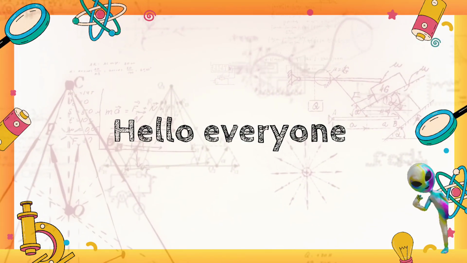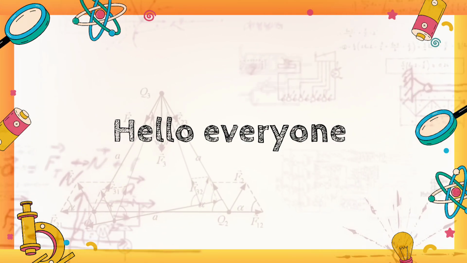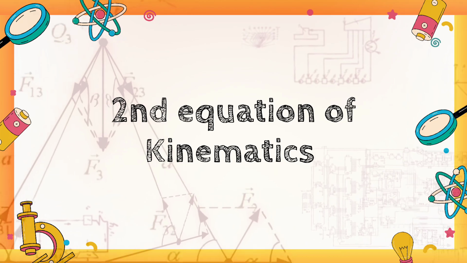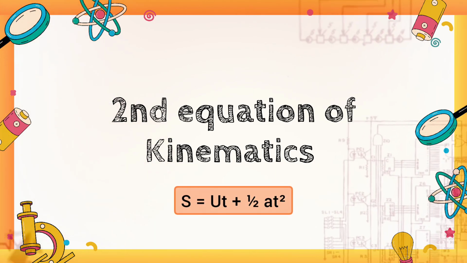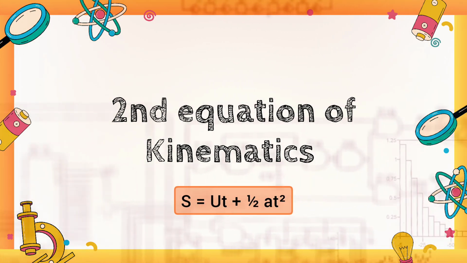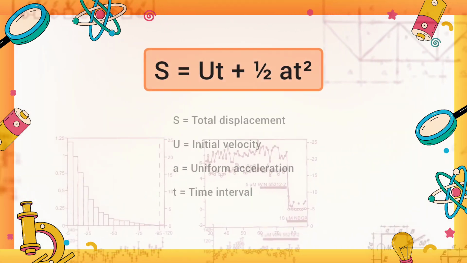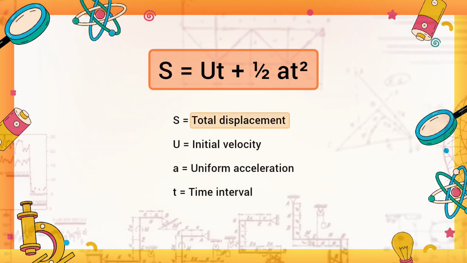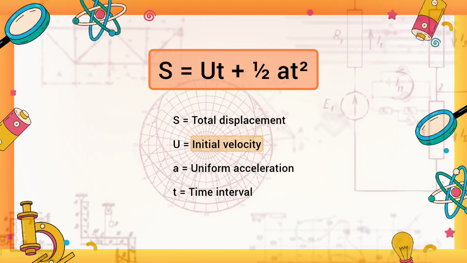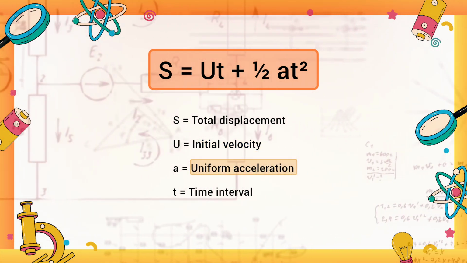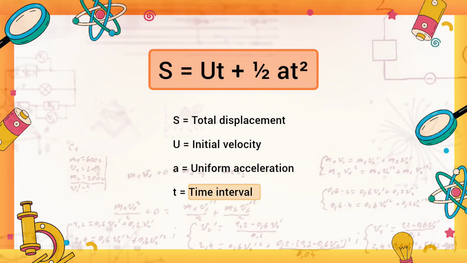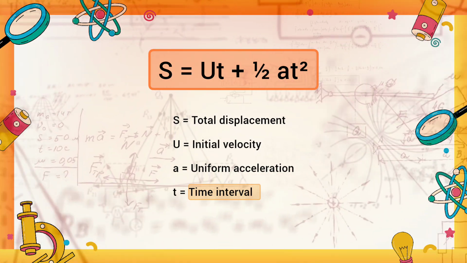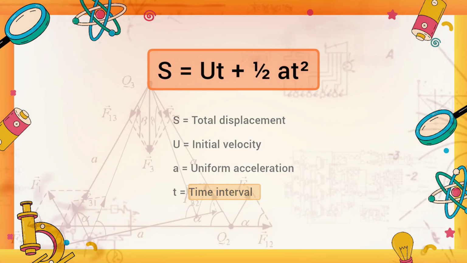Hello everyone. In this video we will be discussing the second equation of kinematics, which is S equal to U times T plus half A times T squared. In this equation, S is the total displacement, U is the initial velocity, A is the uniform acceleration, and T is the time interval taken by the object to go from the starting position to the ending position.